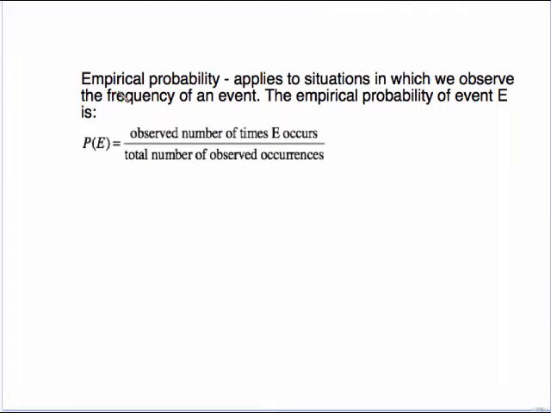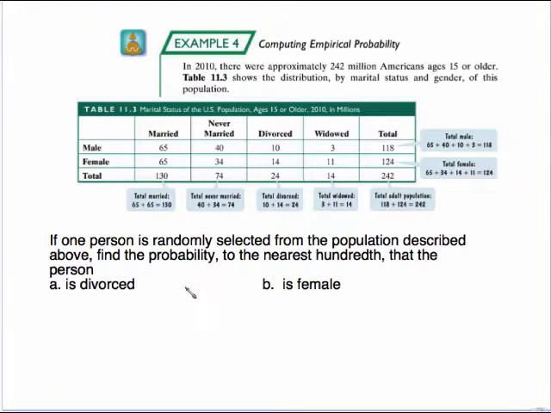Now there's something called the empirical probability, and this applies to situations in which we observe the frequency of an event. The empirical probability of event E is the observed number of times E occurs over the total number of observed occurrences. So if one person is randomly selected from the population described above, find the probability to the nearest hundredth, that's telling us we're going to change it to a decimal, that the person is divorced.